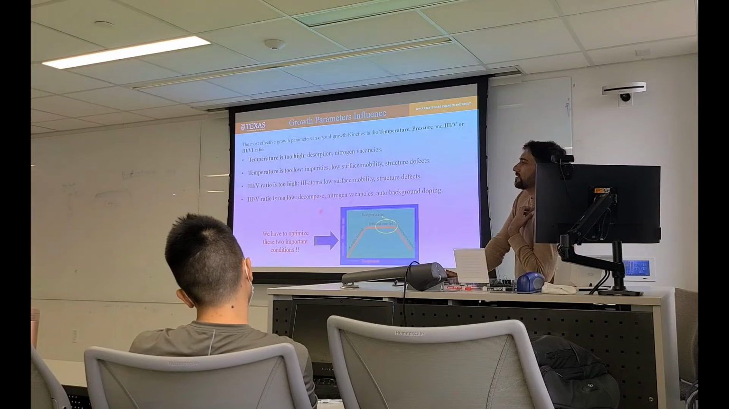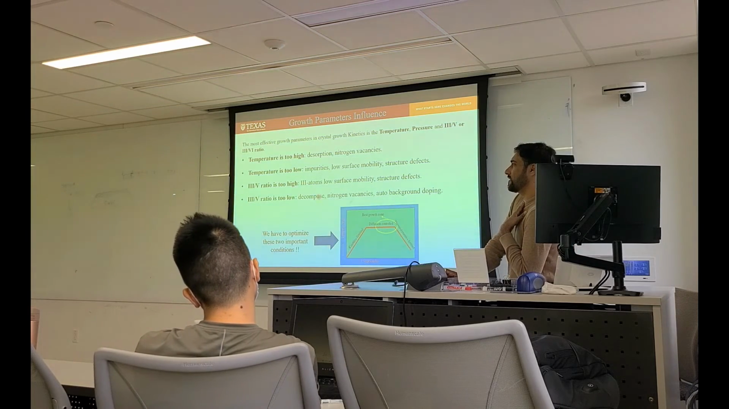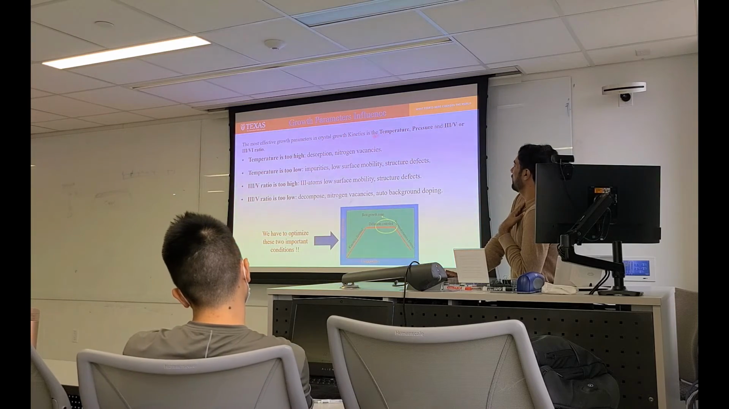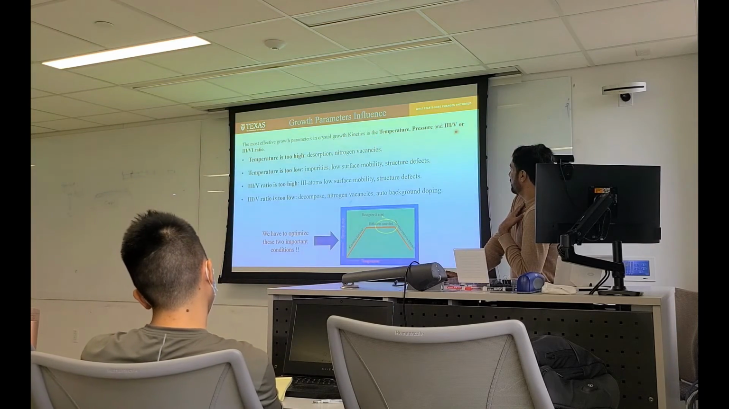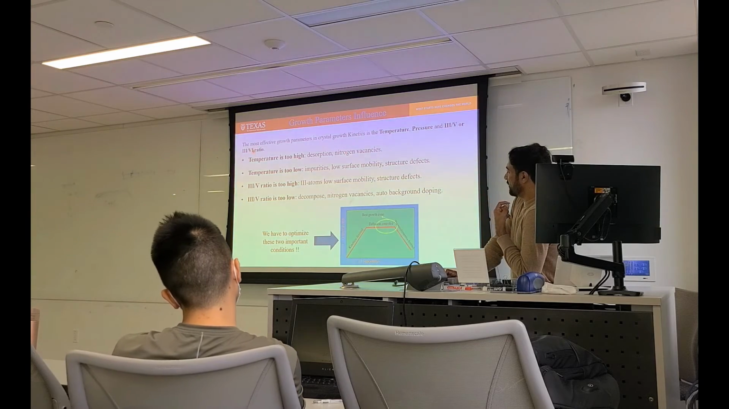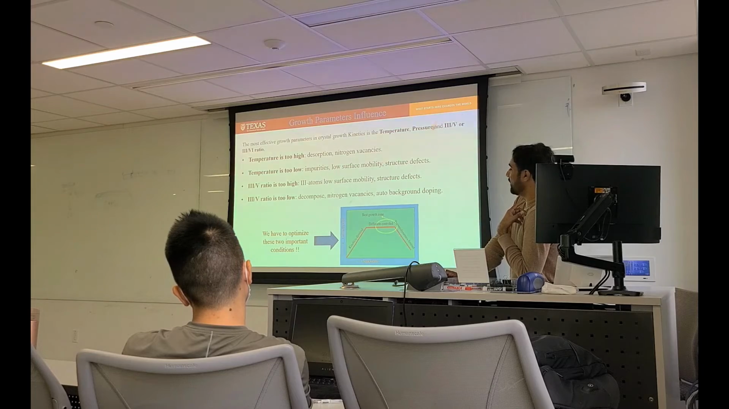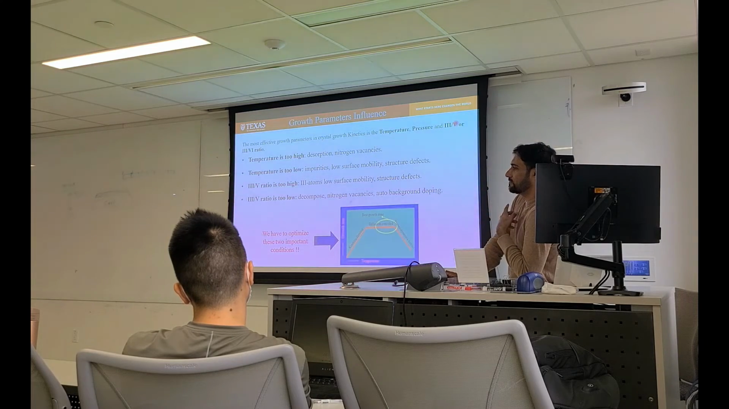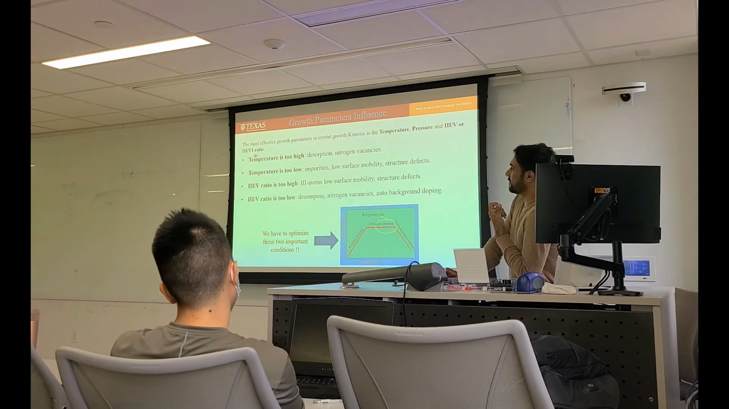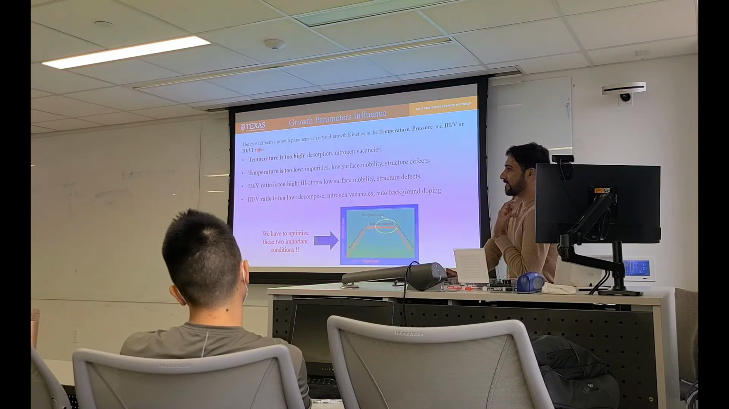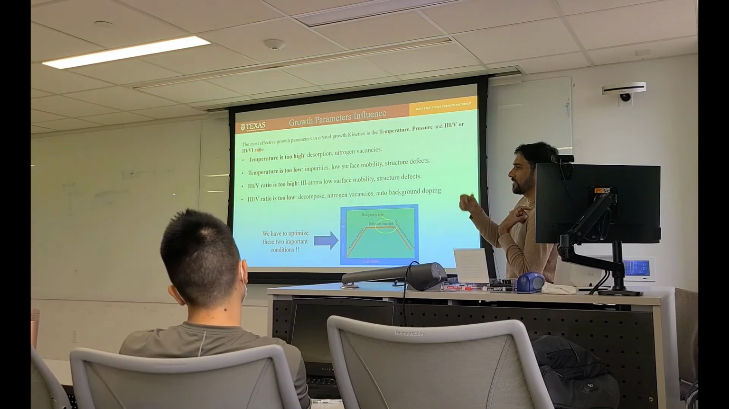I will try to summarize here. How can we tune the most effective growth parameters in crystal growth: the temperature, pressure, and the 3:5 ratio or 3:6 ratio. 3:5 is for group 3 nitrides, gallium nitride, GaN, whatever. And 3:6 is for the oxide, gallium oxide, because oxygen is from group 6.